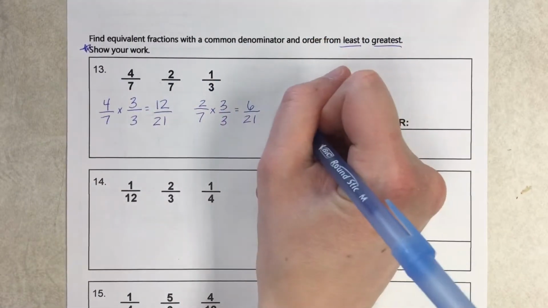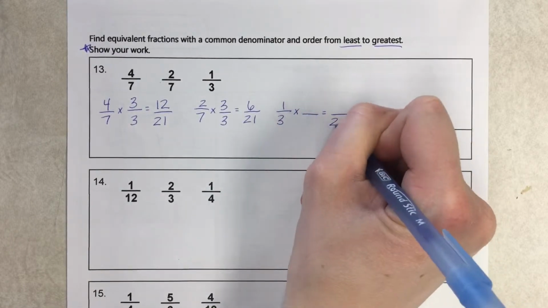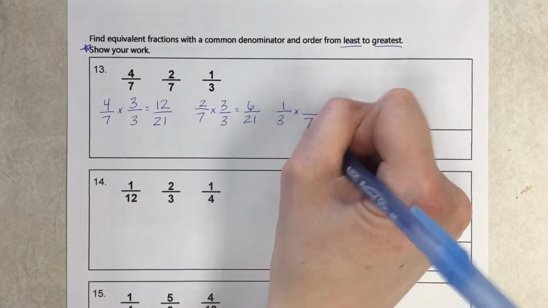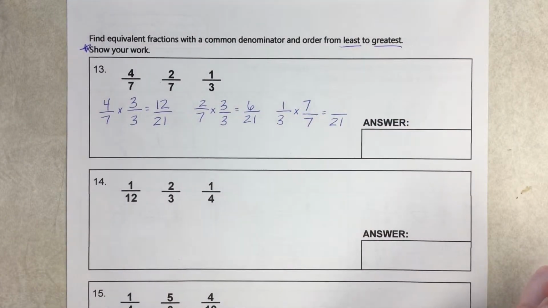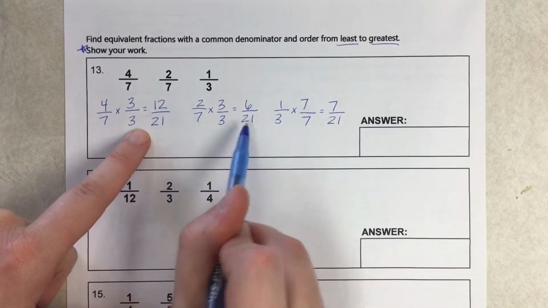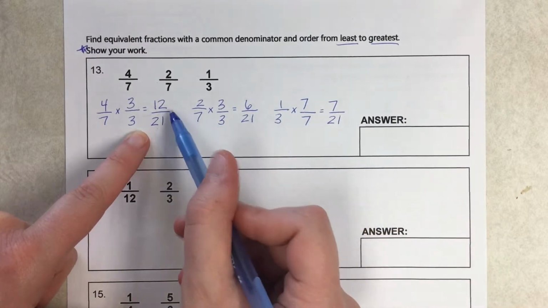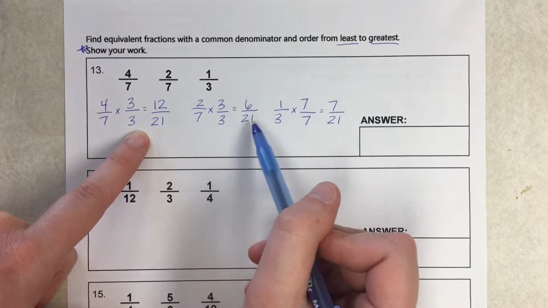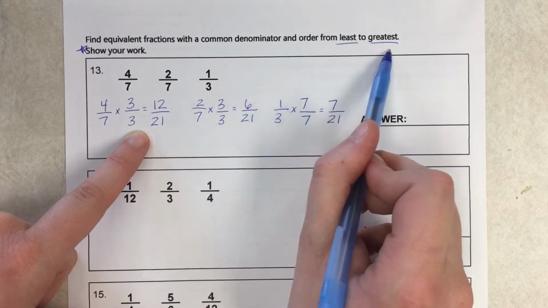Then I have to take my last fraction, 1/3, multiply that by a whole to get a denominator of 21. I know 3 times 7 equals 21, so I multiply it by the whole, 7/7. 1 times 7 equals 7, and I get 7/21. Okay, so now I'm going to look at all of my fractions with common denominators and put numbers to put them in order. I have 12 pieces out of 21, 6 pieces out of 21, and 7 pieces out of 21. Remember, the directions say least to greatest.